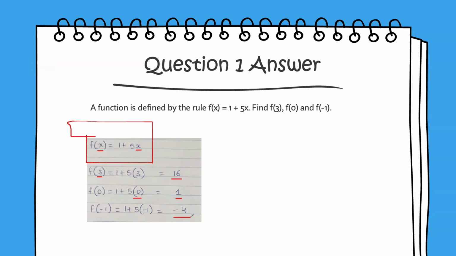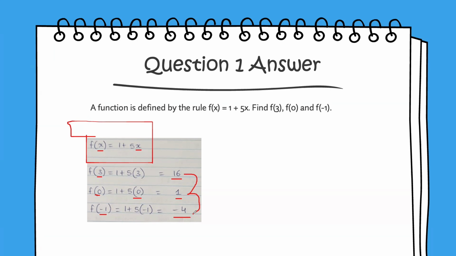So you can see here we've got 3 different inputs: 3, 0, and negative 1. These are different inputs, and for the same function, they're giving us 3 different outputs as well. So it's kind of like a machine, right? You input a number, you do some sort of calculation, and you get a final output.